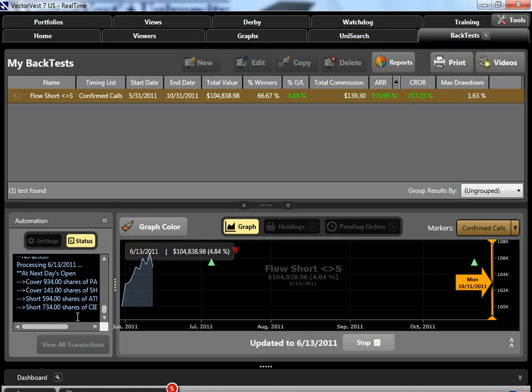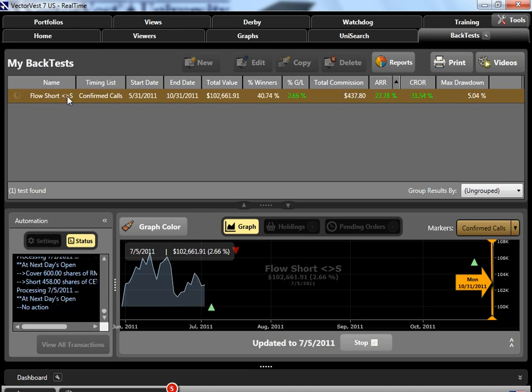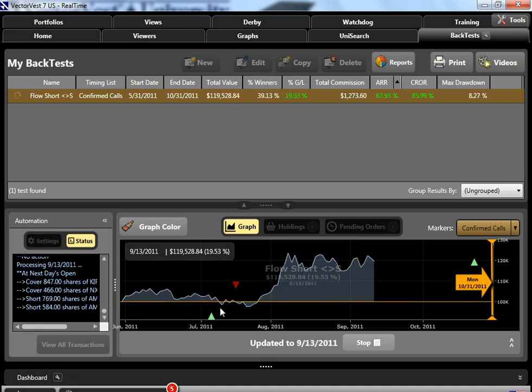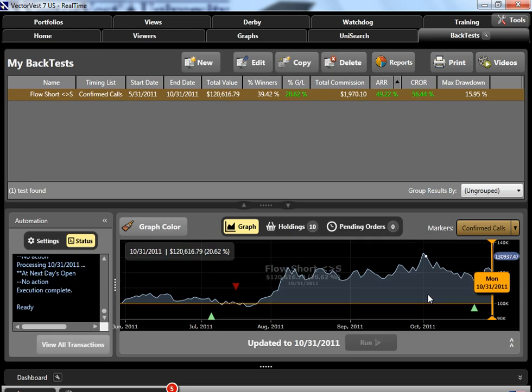Automatically now we're executing our trades here on the automation window. Our equity curve is building as we move through in time. And we can see our synopsis line at the top shows us how we're performing. The arrows on the graph below indicate our confirmed calls. And through the magic of time-lapse photography, now we have completed our first run where we had a start date of May 31st. We ended on October 31st. We have a total value of $120,616.